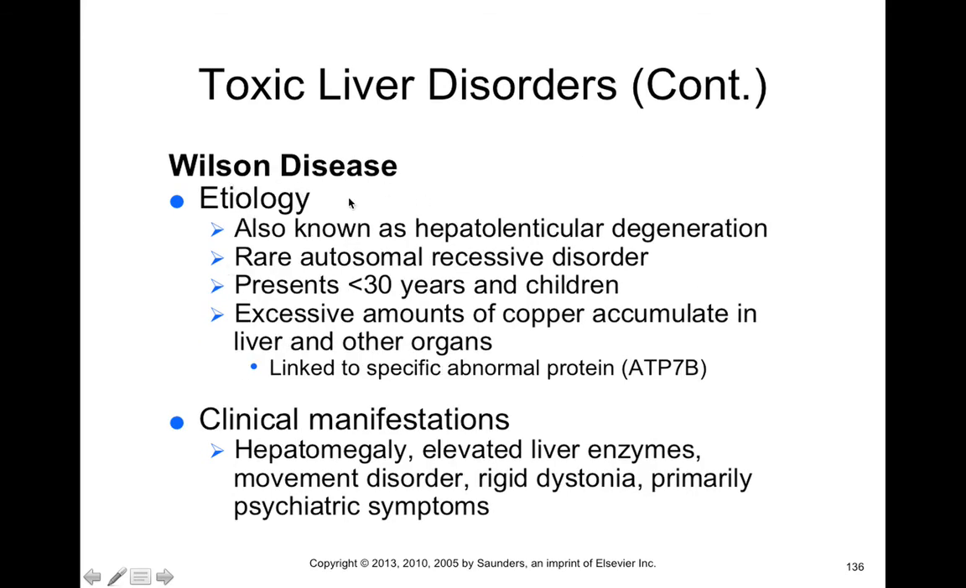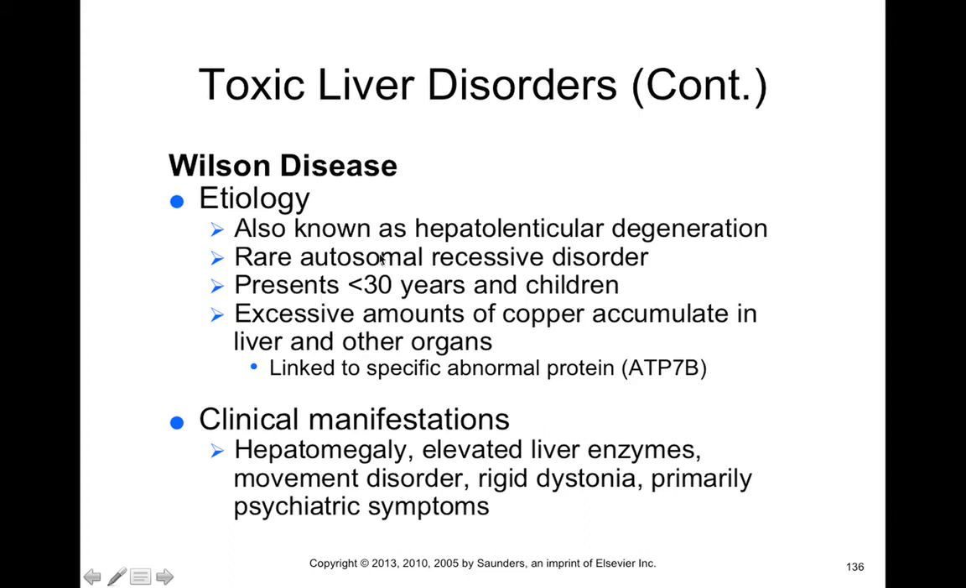Now, with Wilson's disease, it's also a metal storage disease, but instead of accumulation of iron, we see that it's actually an accumulation of copper. So, like hereditary hemochromatosis, it ends up accumulating excessively within the liver, as well as other organs. In fact, if enough of this copper accumulates, it actually can change the color of the skin and the sclera, as well as your iris. And it's linked to a specific abnormal protein, which can be genetically screened for.